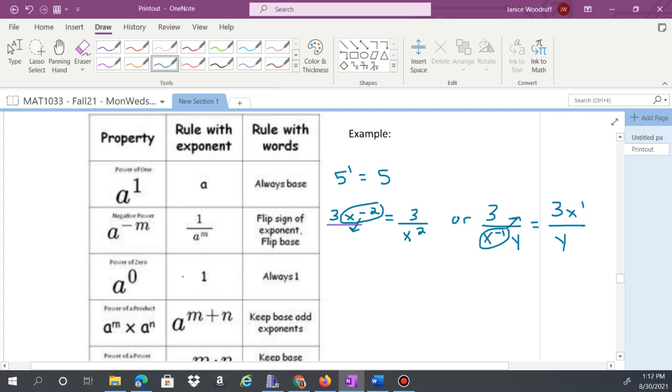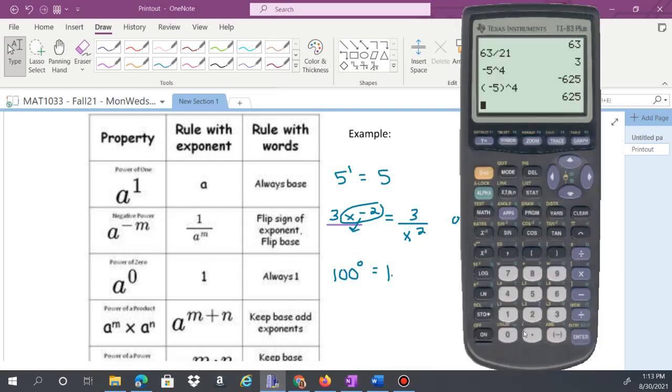Power of 0: anything to the 0 power is 1. 100 to the 0 is 1. Anything to the 0. Let's just say I have 64,683 to the 0 power, 1. Anything to the 0 power is 1. Even variables.